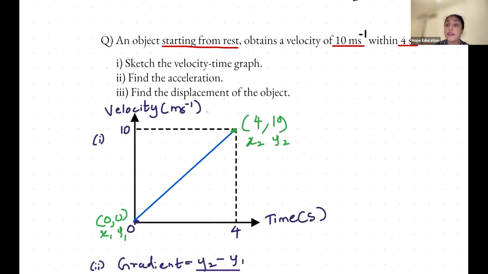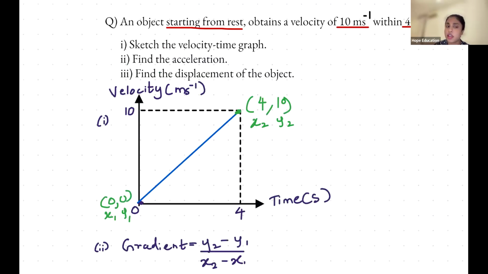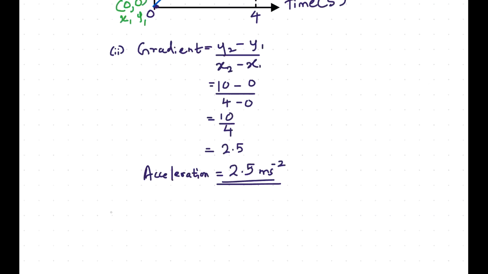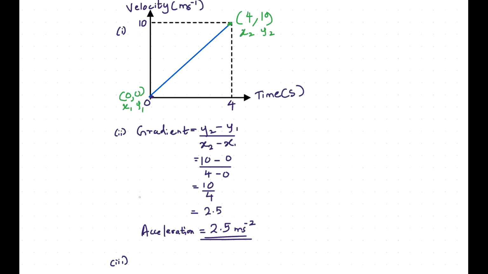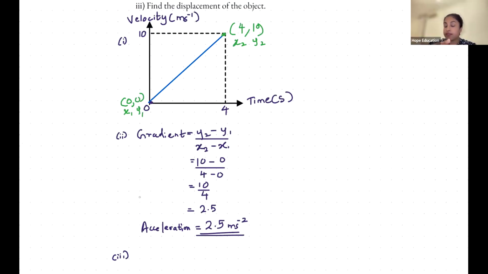Roman number 3 is find the displacement of the object. Now from a velocity time graph, how do I get the displacement? Find the area under the graph, right? So this is the graph now. So I have to get the area under this graph.